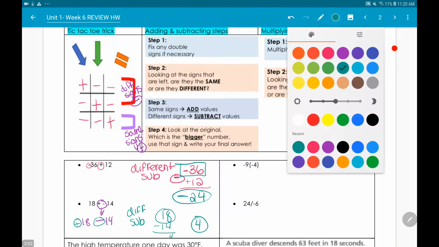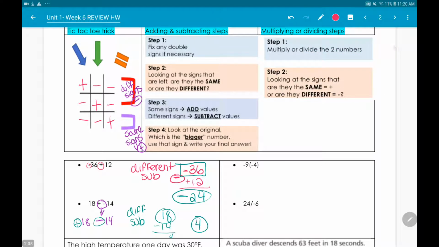Alright, with multiplying and dividing, I'm still looking if they're the same or different, but that doesn't tell me add or subtract. No matter what, I'm multiplying here because this is parentheses, and here is division because of the slash. The same and different tell me what my answer is going to be. So for example, these are the same, so that means my answer, no matter what number, is going to be positive. Because I have a negative times a negative. Here I have a positive divided by a negative, and those are different, so my final answer is going to be a negative no matter what the number is.